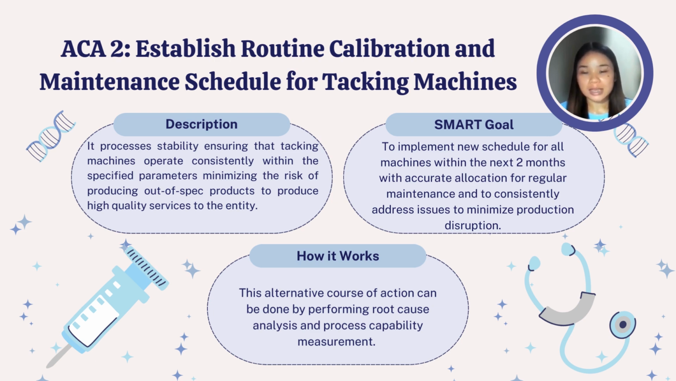The smart goal of this ACA is to implement a new routine calibration and maintenance schedule for all tacking machines within the next 2 months with accurate allocation for regular maintenance. It is to ensure that the machines are intact and consistent in addressing issues to minimize production disruptions.